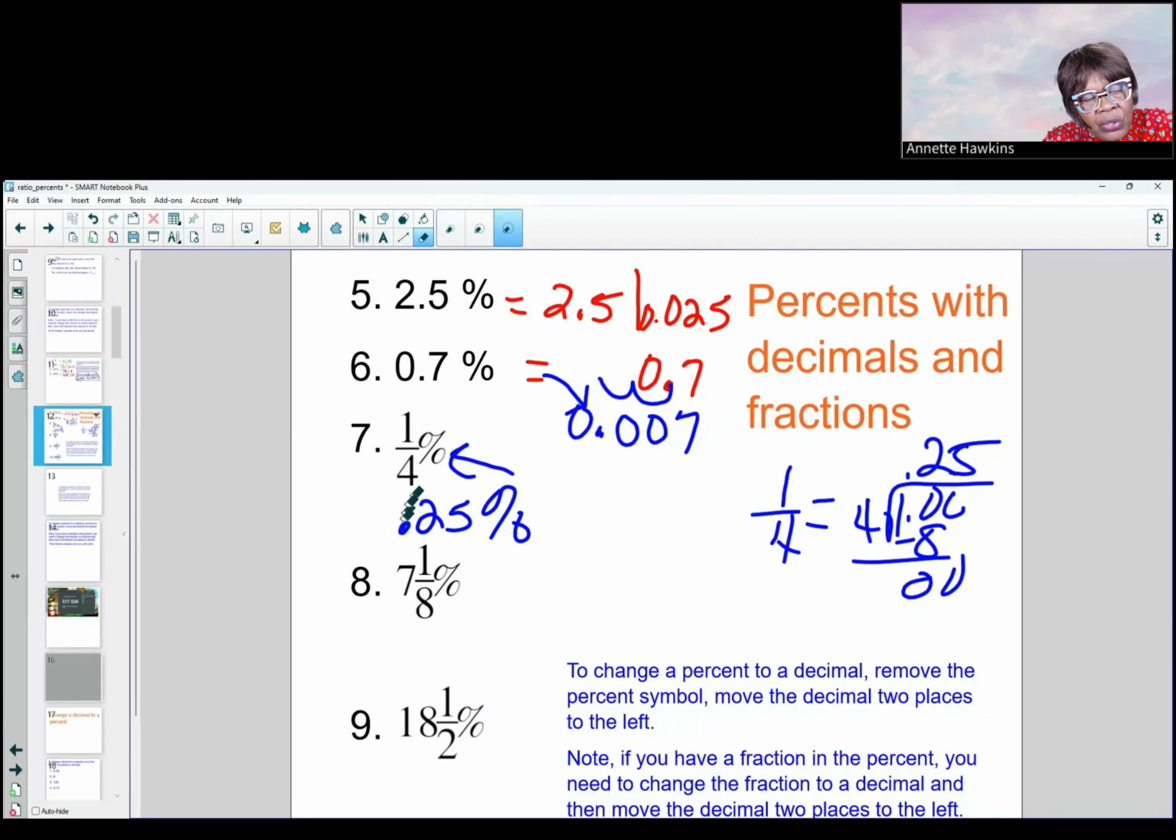The number used in the percent here is a decimal. The number used here is a fraction. The number used here is a decimal. But these are percents, okay? They don't become decimals until I remove the percent symbol and move the decimal point. All right, so this is 0.25%. Change this to a decimal for me.